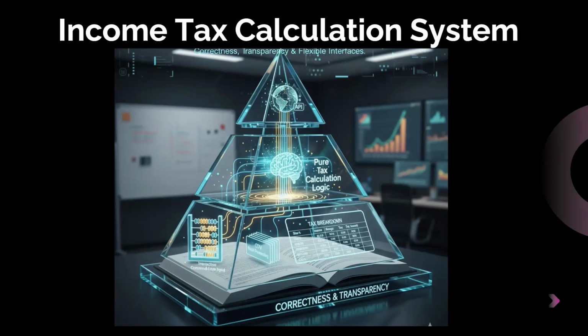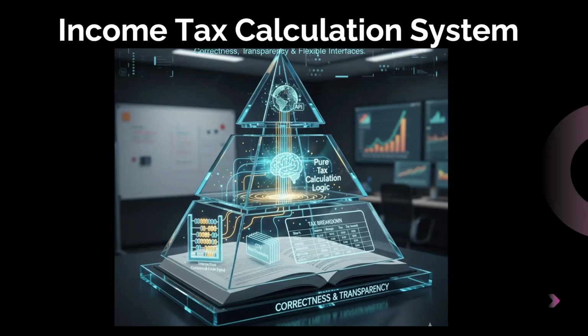Income tax calculation is a real-world problem where correctness and transparency are very important. In this project, we calculate personal income tax using progressive tax slabs and provide a detailed tax breakdown for each slab. The project supports interactive command line input, batch processing using CSV files, and a REST API using a web server. All these interfaces reuse the same pure tax calculation logic.